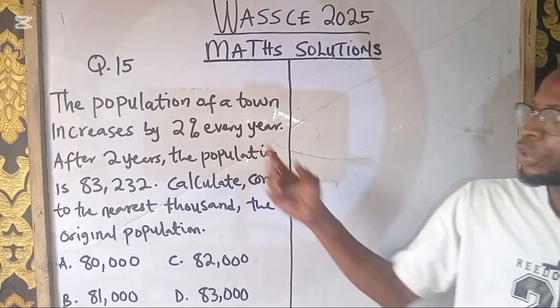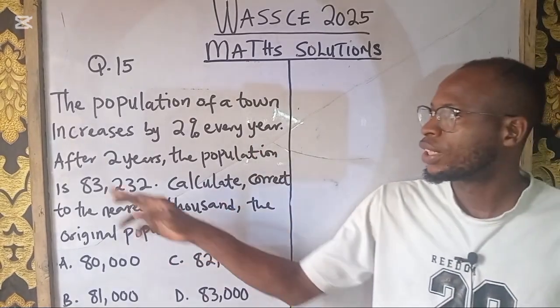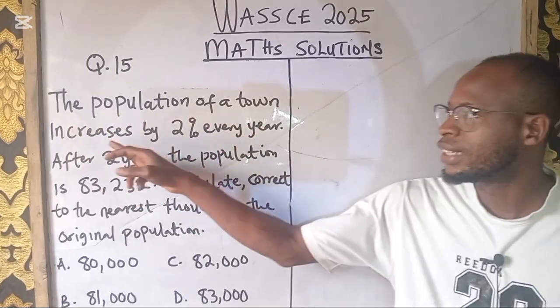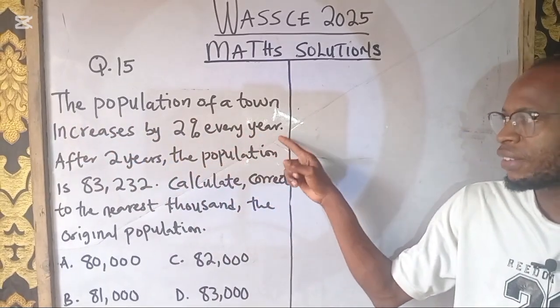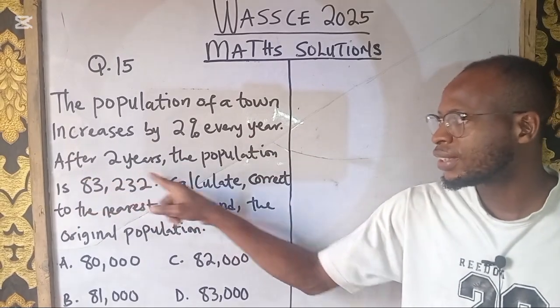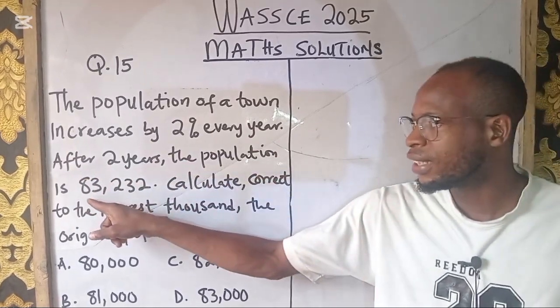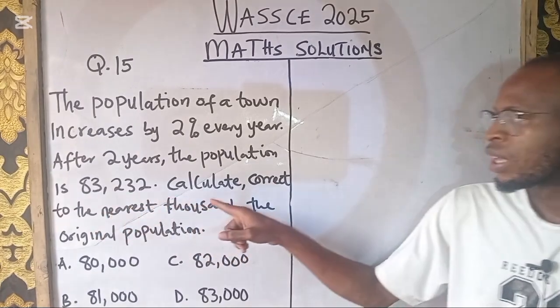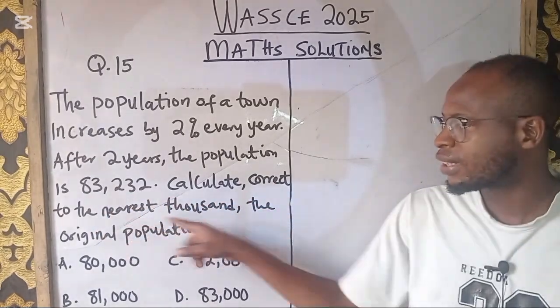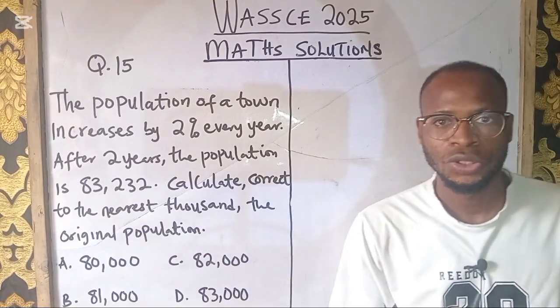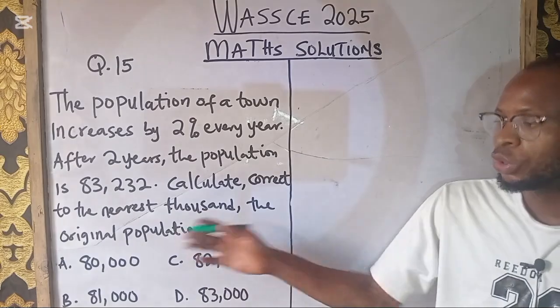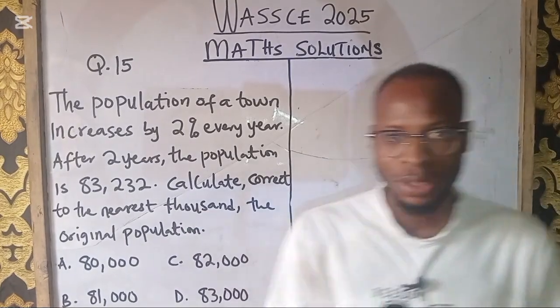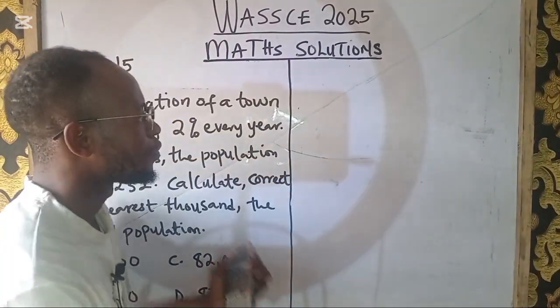So here's the next question on the board, question 15. We are told that the population of a town increases by 2% every year. After 2 years, the population is 83,232. Calculate correct to the nearest thousand the original population. So this is a kind of word problem, because we don't know the original population. So we can simply do something, solution.